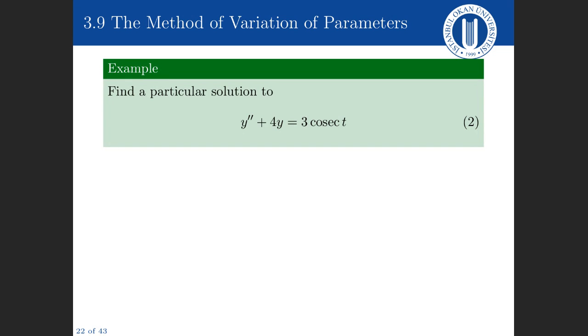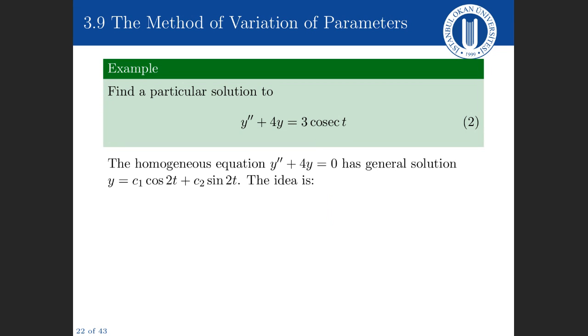For example, find a particular solution to y double prime plus 4y is equal to 3 cosec t. And this is a function which I say is not a nice function, because when we differentiate it, we don't get the same type of function. Let me tell you the idea behind this method. We know the general solution to the homogeneous equation is c1 cos 2t plus c2 sine 2t.